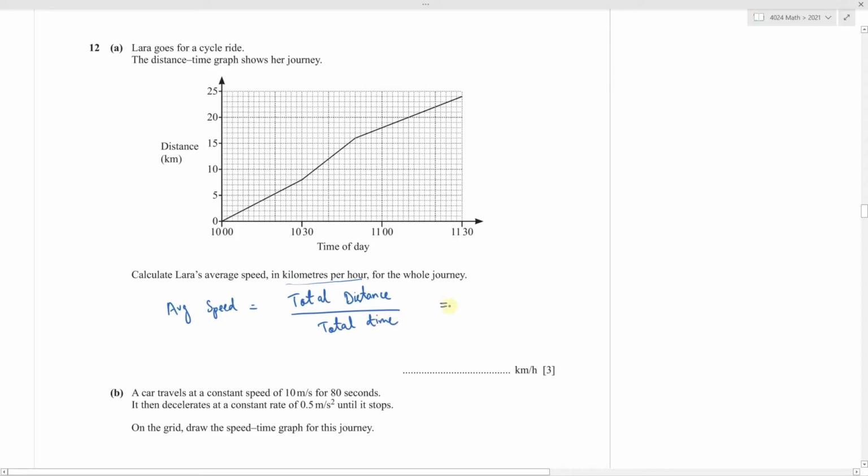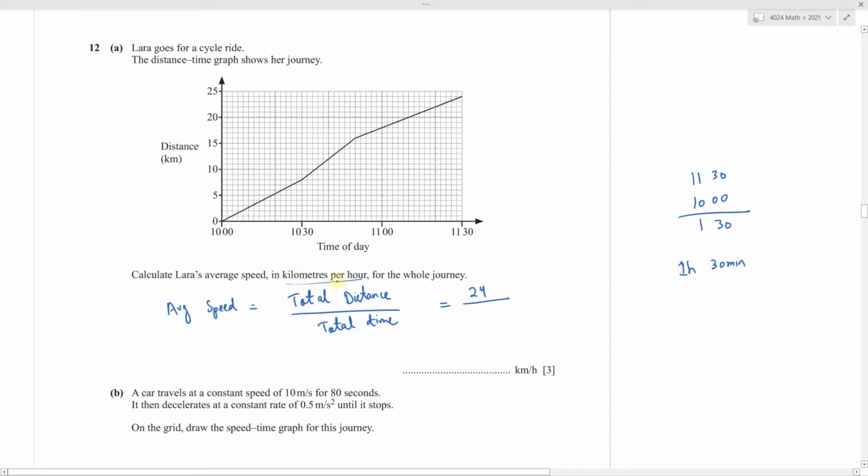So what's the total distance that Lara traveled? So you have distance on the y-axis, so it starts with 0 and ends here. So this is 20, 21, 22, 23, 24. So your distance is 24 kilometers divided by time taken. So she started the journey at 10, ended the journey at 11:30. So if you subtract, you get 1 hour and 30 minutes as the travel time.